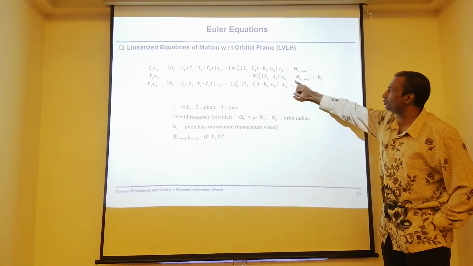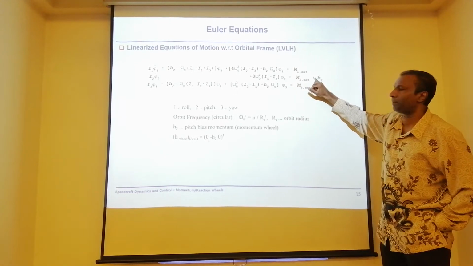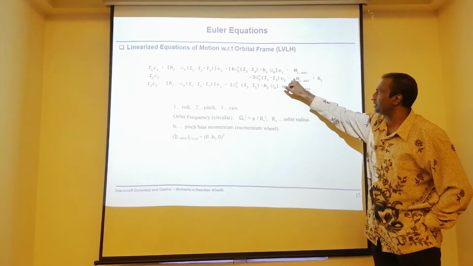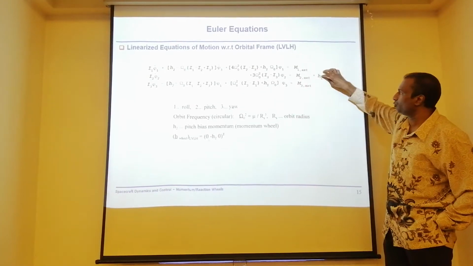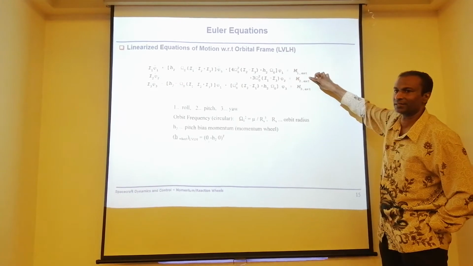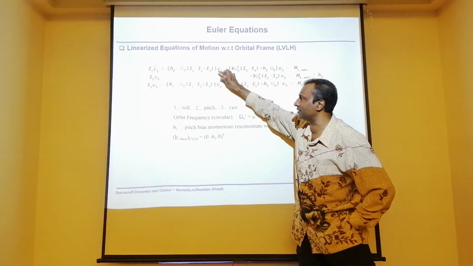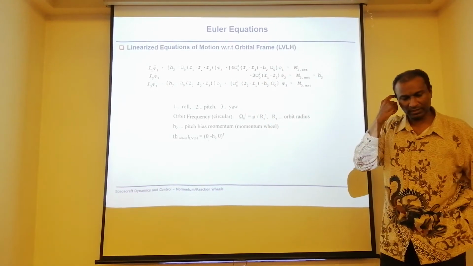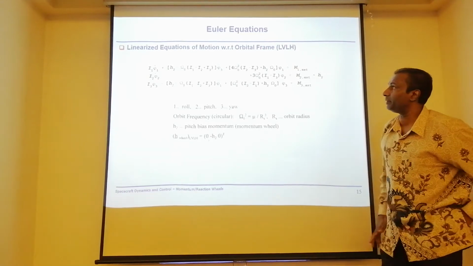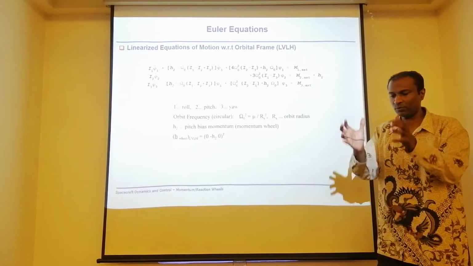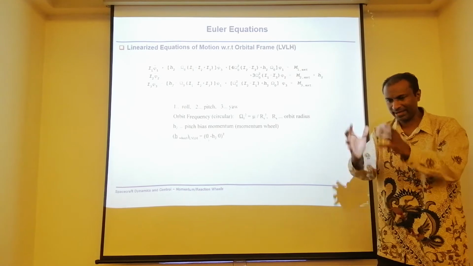Okay? So assume this is a minus, this should be plus. Let's say this is plus, this should be minus, so that you try to nullify this so that this particular axis will be stable. Now, remember bias momentum, we are having the wheel on the y axis only.